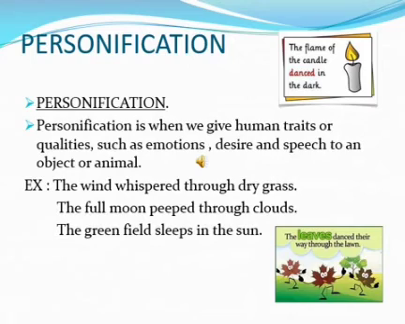Children, now I am going to explain to you about personification. Personification is when we give human traits, that is characteristics or qualities such as emotions, desire and speech to an object or animal. For example, the wind whispered through dry grass. The full moon peeped through clouds. The green field sleeps in the sun.